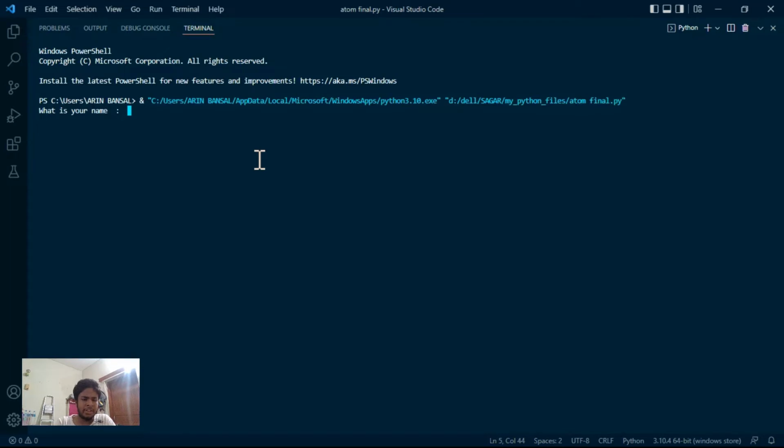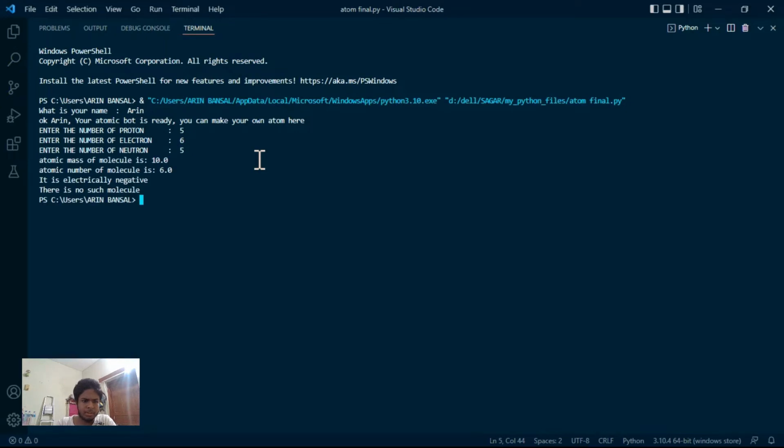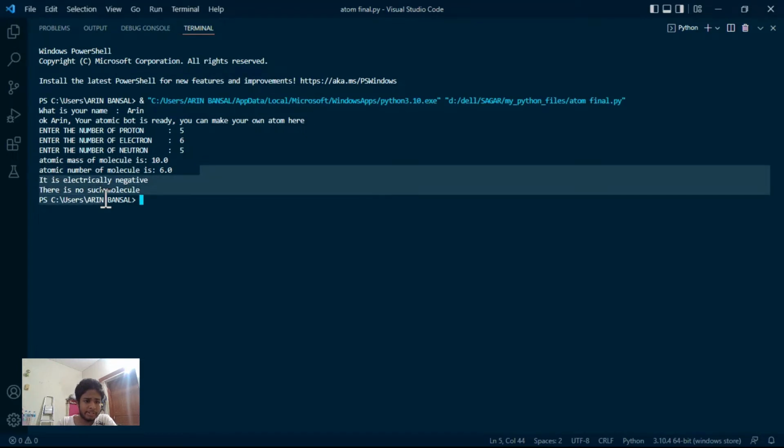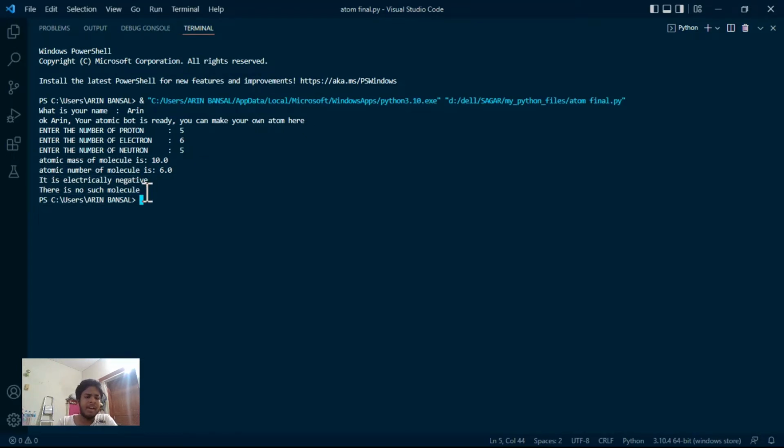First it is asking for our name. My name is Aaron. The number of protons, I will put 5, number of electrons 6, and number of neutrons 5. It shows me the atomic mass of the molecule is 10, the atomic number of the molecule is 6, and it is electrically negative, and there is no such molecule present.